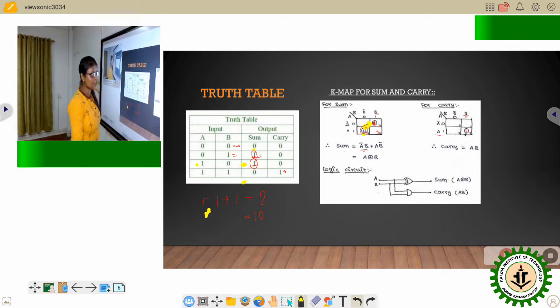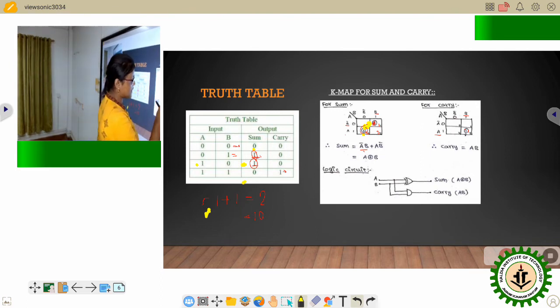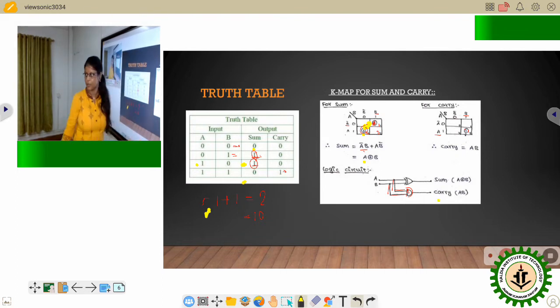Now I have drawn the logic circuit. For the sum we use A XOR B, and for the carry, from A we give one input and from B the other, and by means of an AND gate we get the carry value A and B.